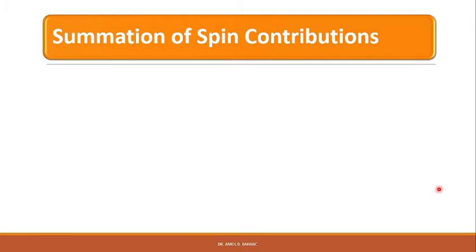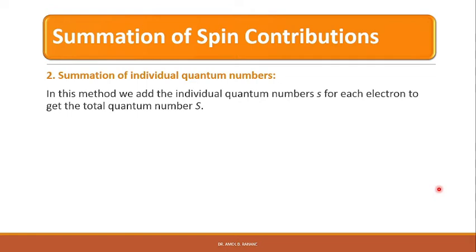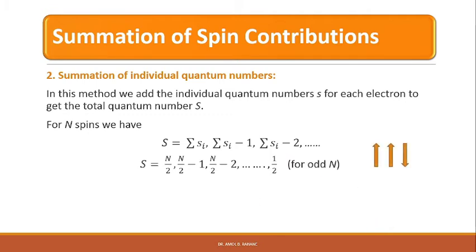The second method is summation of individual quantum numbers. In this method we add up the individual quantum numbers S for each electron to get the total quantum number capital S. Therefore for n spins we have S is equal to summation over Si, summation over Si minus 1, summation over Si minus 2, right? So we get S is equal to n by 2, n by 2 minus 1, n by 2 minus 2 up to half, that is for odd spins.